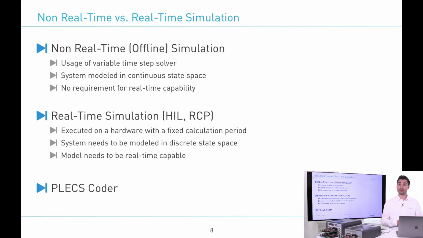We can then just use variable time step solvers in order to solve our model, and all our simulation models are implemented in continuous state space. For a real-time simulation, we have a hard requirement, so we always need to stay synchronized with real time. That means our simulation model will be executed with a fixed calculation period on the real-time simulator. First of all, our system model has to be implemented in discrete state space. And then we have to make sure that the computation of the system model is finished within such a discrete calculation period. If this is not the case, we cannot respect our real-time criterion.